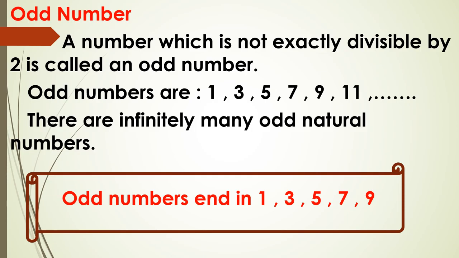Okay. 0, 2, 4, 6 and 8: if any one of these digits is at the ones place, then it is an even number. If 1, 3, 5, 7 and 9, any one of these digits is at the ones place, then it is an odd number.